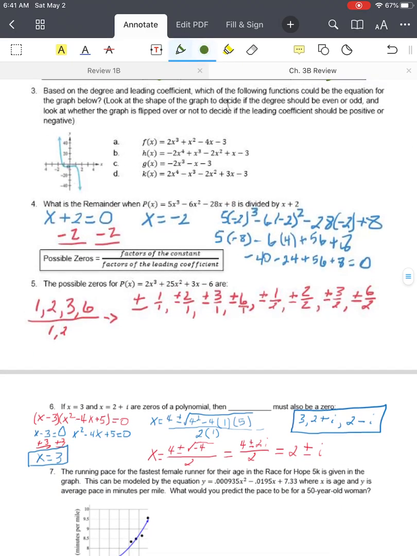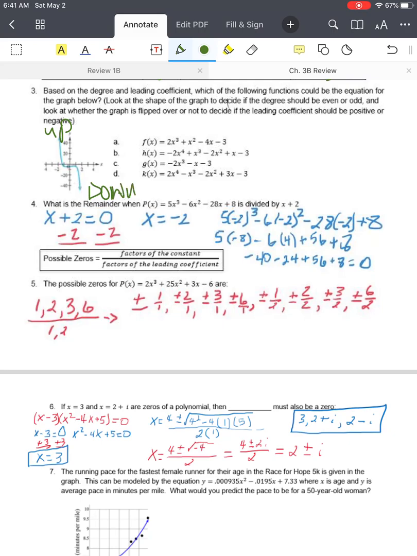Moving on. Problem number 3. Based upon the degree and leading coefficient, which of the following functions could be the equation for the graph below? We have to look at the shape of the graph to decide if the degree should be even or odd, and then look at whether the graph is flipped over or not to decide if the leading coefficient should be positive or negative. This one is going up and then ending up down.